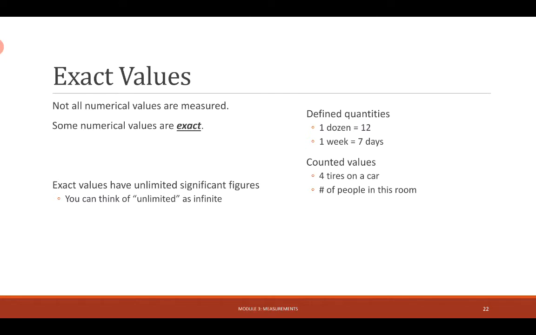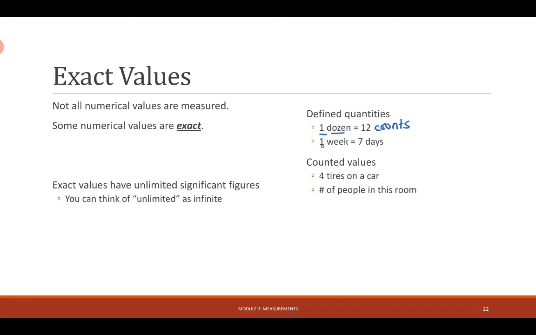Exact values are numbers that are either defined to be a certain quantity or numbers that are counted values. So for instance, defined quantities are like 1 dozen equals 12 counts of things. So like a dozen eggs, we know that a dozen eggs is 12 eggs. A dozen donuts is 12 donuts. That's exact, by definition, 12 is equal to 1 dozen.